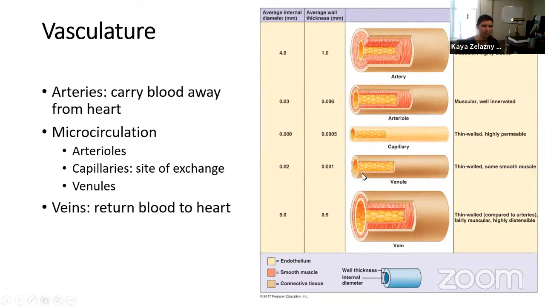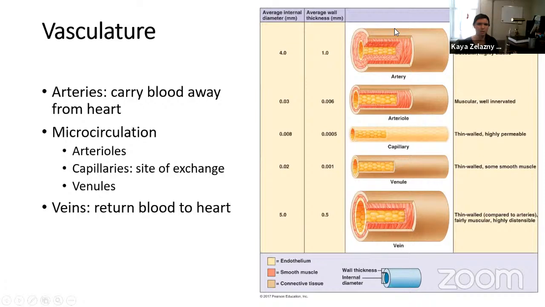Then venules are like the opposite of our arterioles. They're taking blood away from the capillaries. And then we're going to see our veins, big veins. These would be the named ones. These are things that you'll see in lab, going to return the blood to the heart.